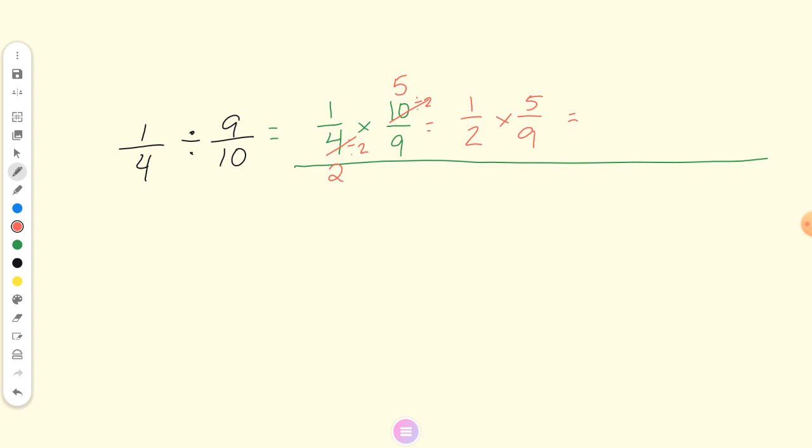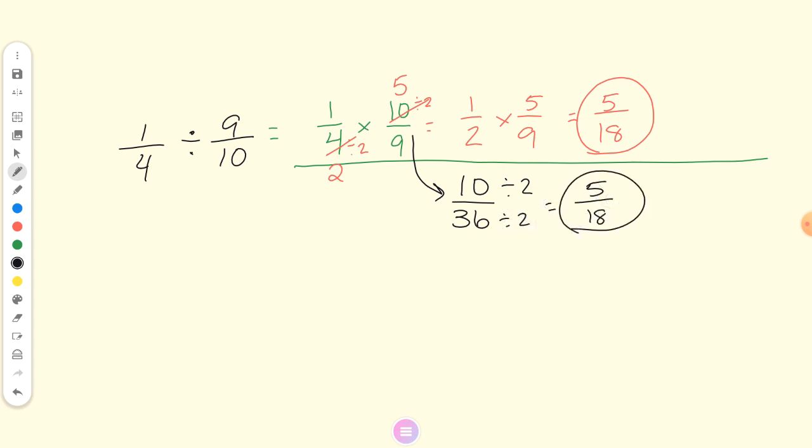What's 5 times 1? 5. What's 2 times 9? 18. Now, Bryce said he doesn't like that step, and that's perfectly okay. So from here, he would have taken 1 times 10 and gotten 10, 4 times 9 and gotten 36, and then what would you have had to do, Bryce? Simplify. If we divide those both by 2 now, we would still get the same answer. So that is 100% okay. So yeah, if you don't like the cross-reducing step, you can still get to that same answer.